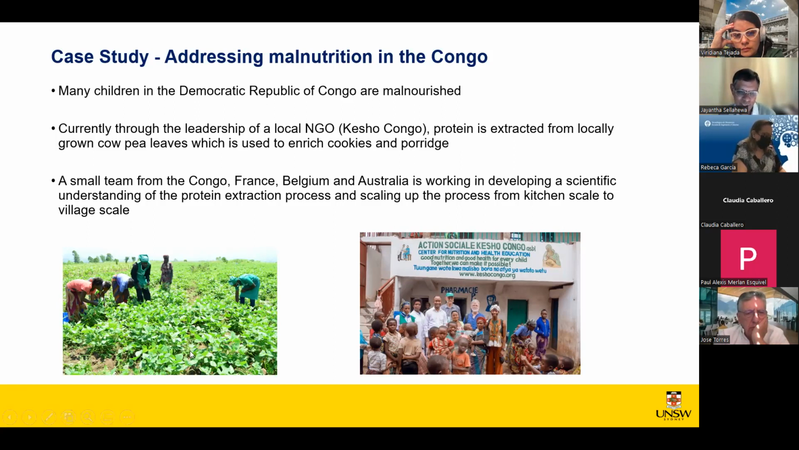They grow cowpeas locally, which is very rich in protein. With some technical expertise, mainly from France, they are extracting the protein literally in a kitchen and incorporating it into a cookie and a porridge, feeding the children and monitoring the clinical benefits. So a group of us from Australia, France, Belgium, and our key partner in Congo are working together to see whether we can understand the science behind it and scale up the process.